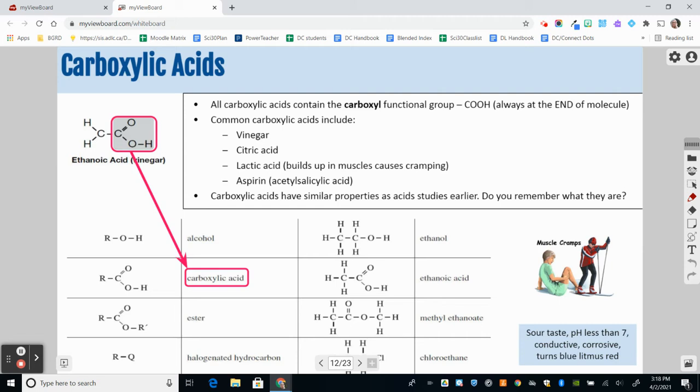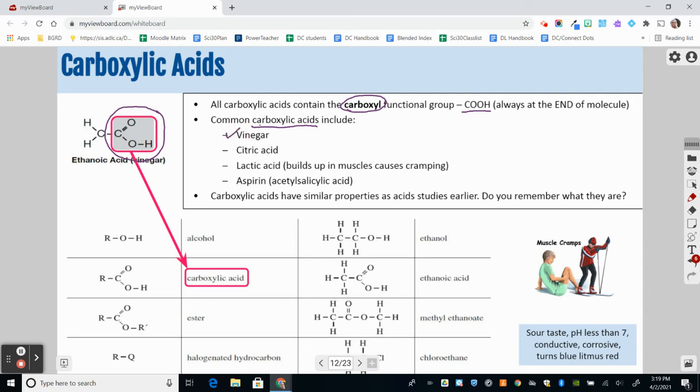So carboxylic acid, you can see this is called a carboxyl functional group. Carboxyl, like we had the hydroxyl. Sometimes you'll see it written like this, COOH. Carbon double bonded to an oxygen, and then single bonded to a hydroxyl group, like an alcohol there.